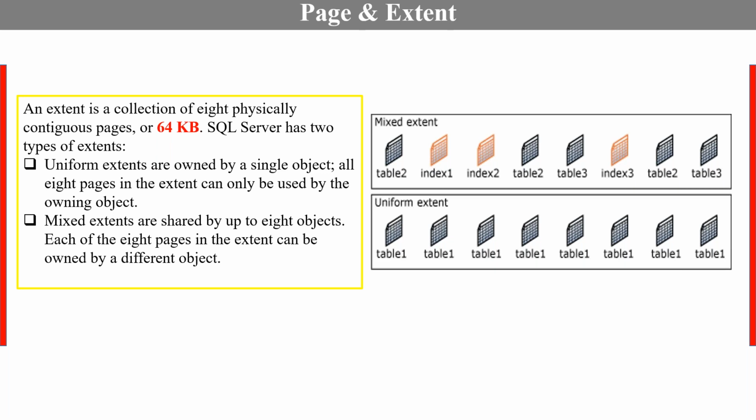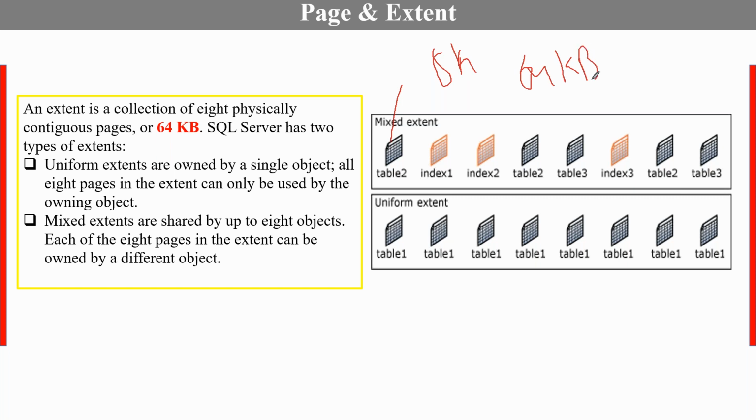An extent is nothing but a collection of 8 continuous, consecutive data pages, sir. Again, I'm repeating: an extent is a collection of 8 physical data pages. Continuous 8 pages, we call it one extent. The extent size will be 64 kilobytes, because each page size is 8 KB, right, sir? 8 times 8 is 64 kilobytes.